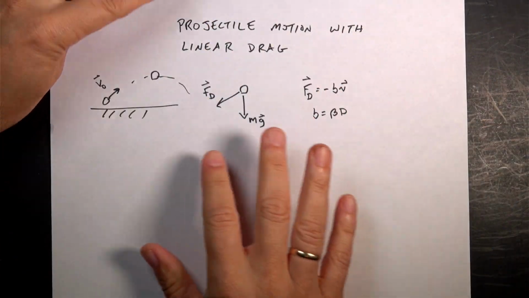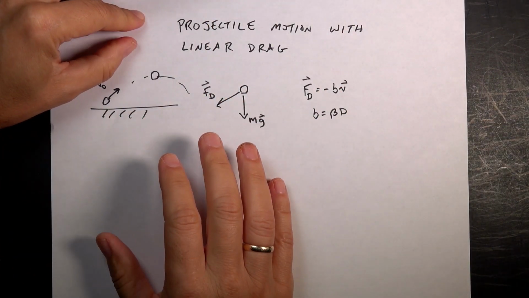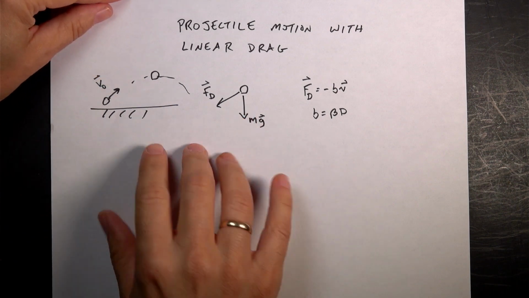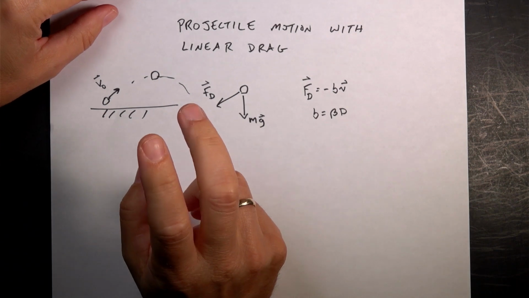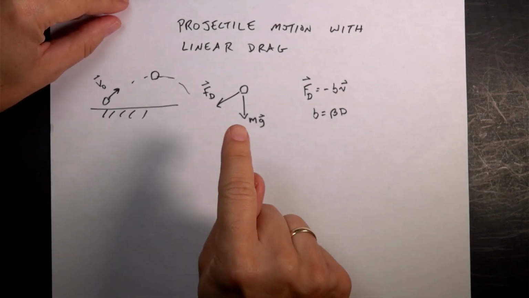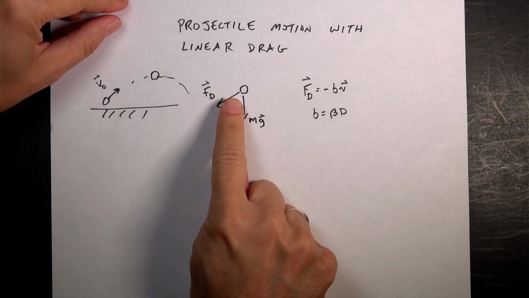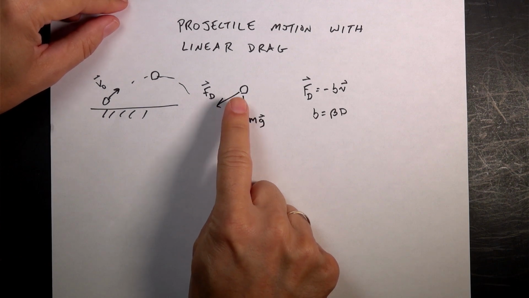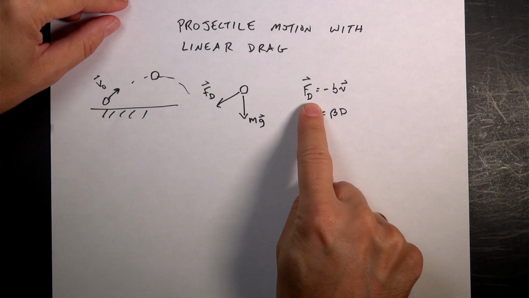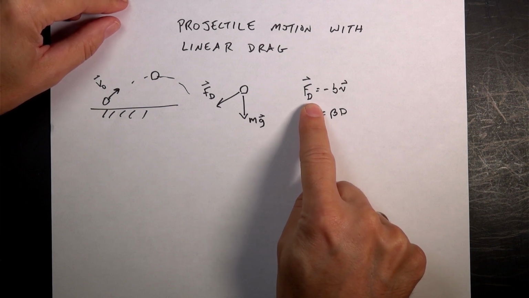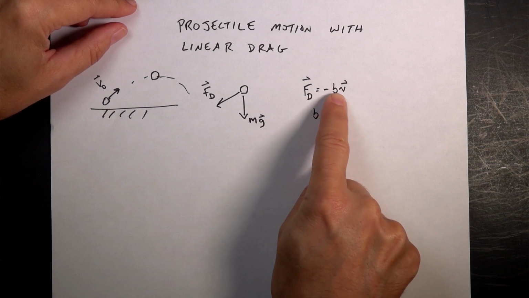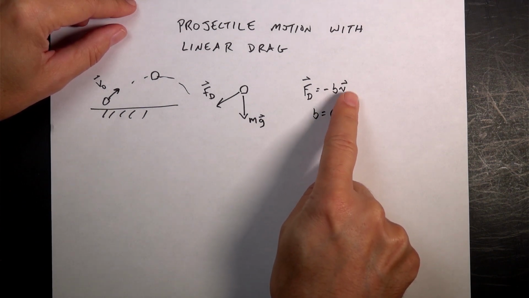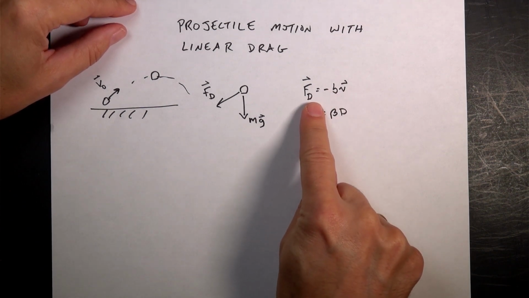So I want to find the equation of motion in both the x and y direction for an object that's moving under the presence of two forces, the downward gravitational force, and then a drag force in the opposite direction as the velocity. And this is why it's linear drag. It says that the drag force is some constant times the velocity. So whatever way the velocity is going, the drag force is in the opposite direction.